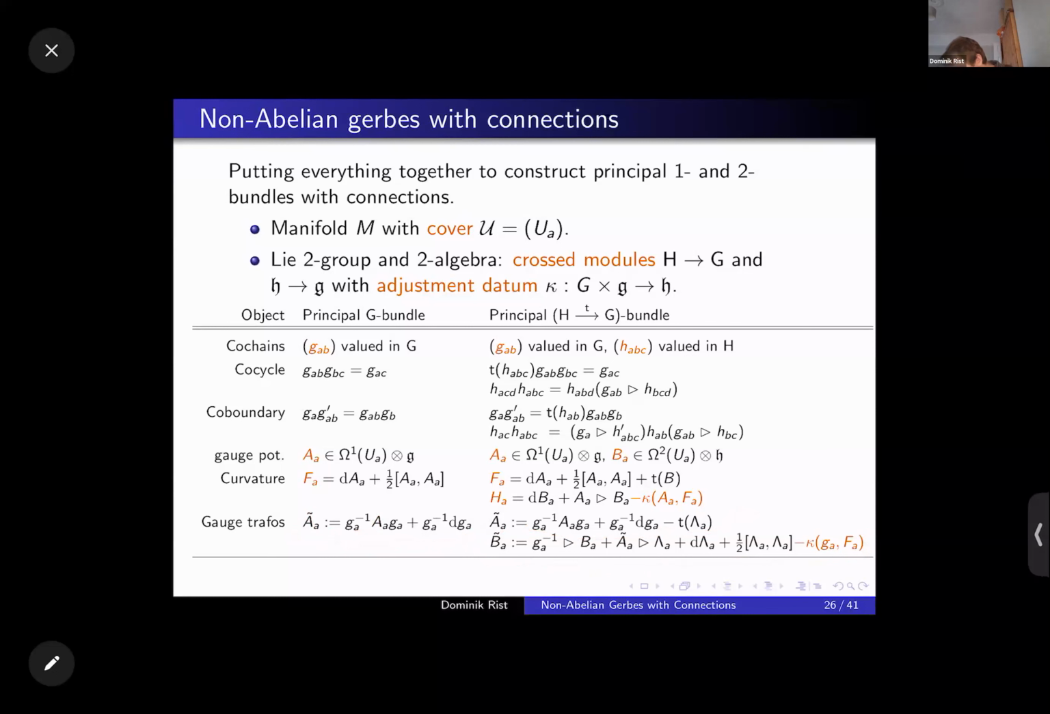So now the gauge transformations, as I said previously, are parametrized by elements G and lambda. G is a group element, so that's a 0-form on patch A, valued in the group G, and lambda is a 1-form on patch A, valued in the Lie algebra of H. It's correct because this is valued in the Lie algebra of H, so T maps it to G.